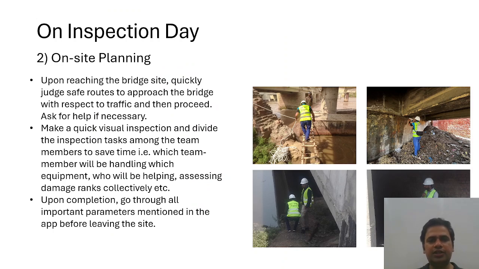When you have reached the site, first of all, you should quickly judge the safe routes to approach the bridge with respect to traffic, and then ideally all the inspectors should divide the activities between themselves. For example, if there is a team of three, one inspector can be assigned to take drone images. One can start inspecting the spans from one side, the other can start from the other side, or one inspector can look for the safety arrangement at the top, or inspection from the top of the road. So you can divide.